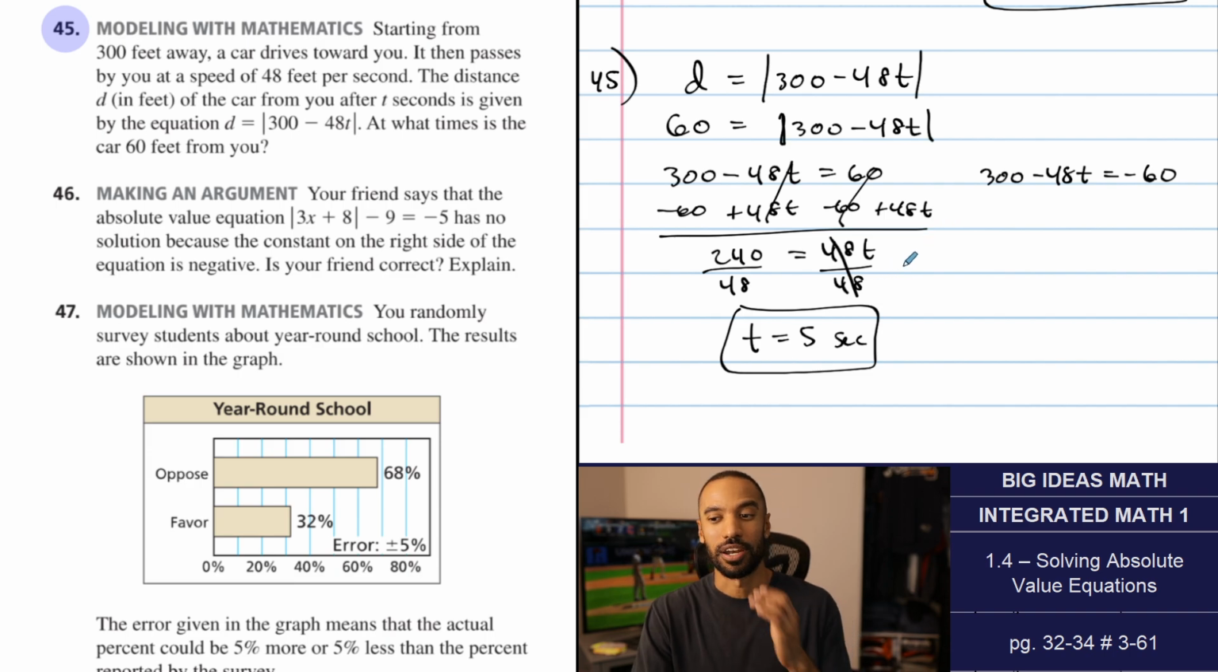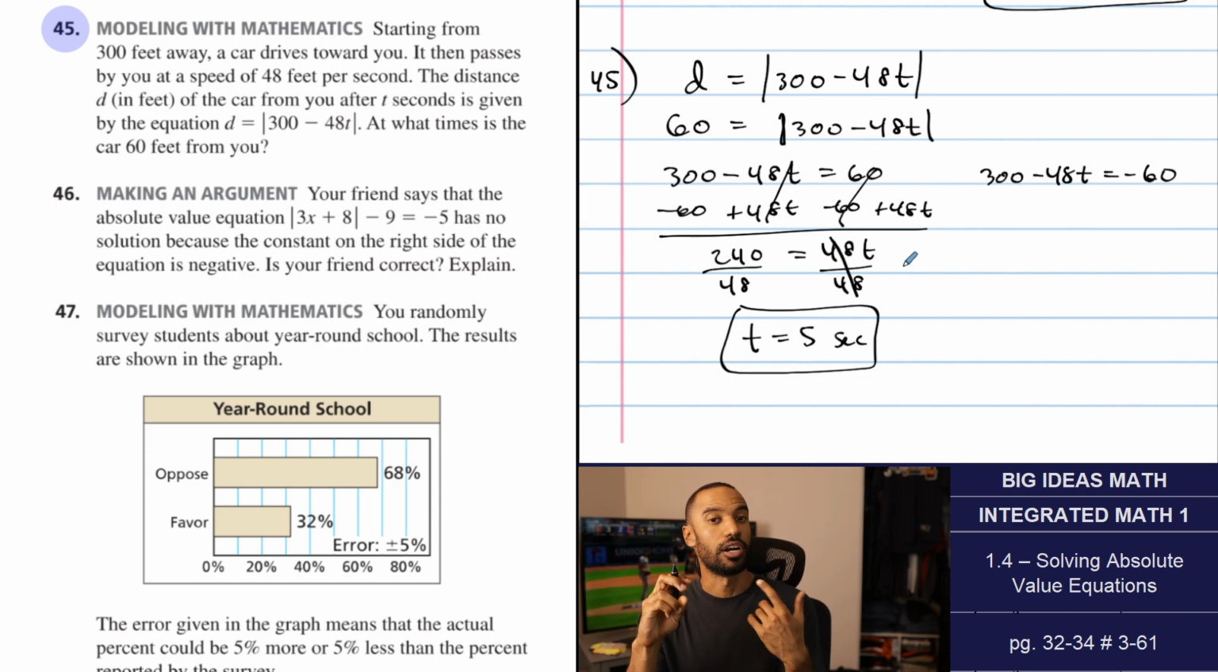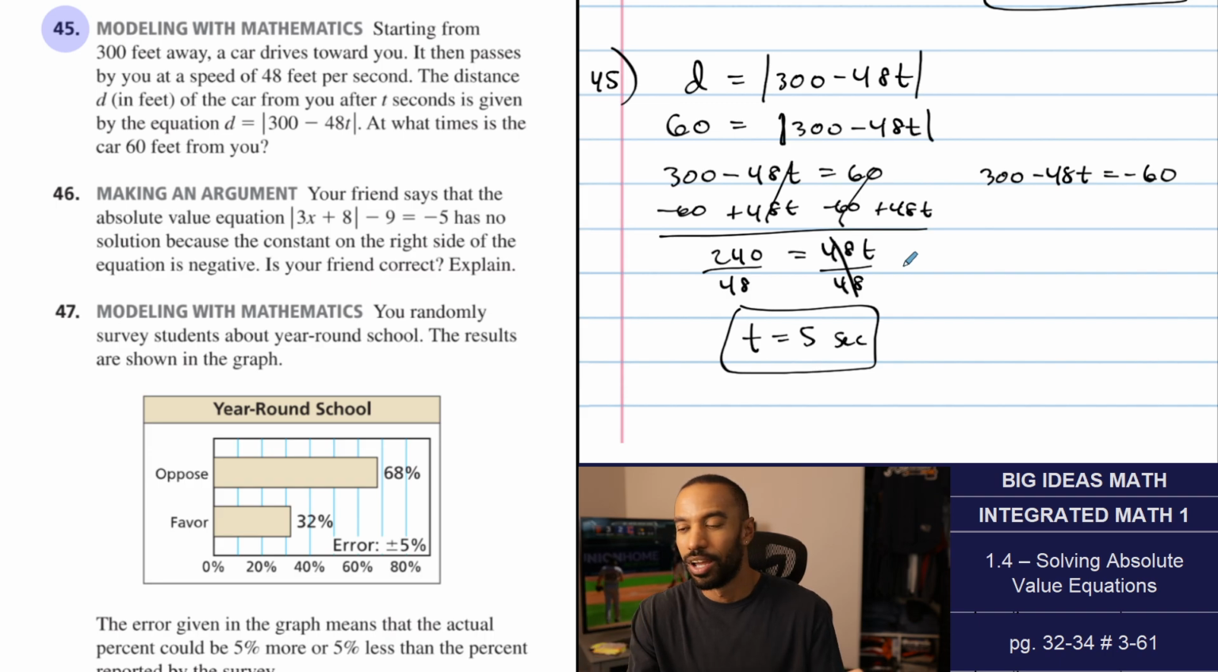I was like, no. Sorry, not 5 seconds. This is when the car started. It says at what times is the car 60 feet from you? It starts 300 feet away. 5 seconds later, it's now 60 feet away. I have about one and a quarter seconds to make a decision here.